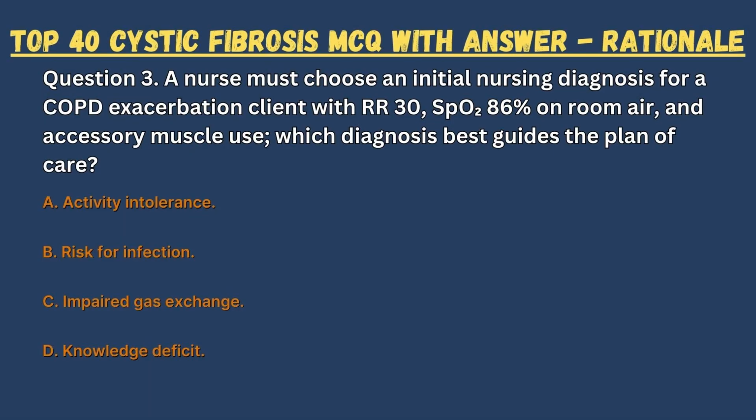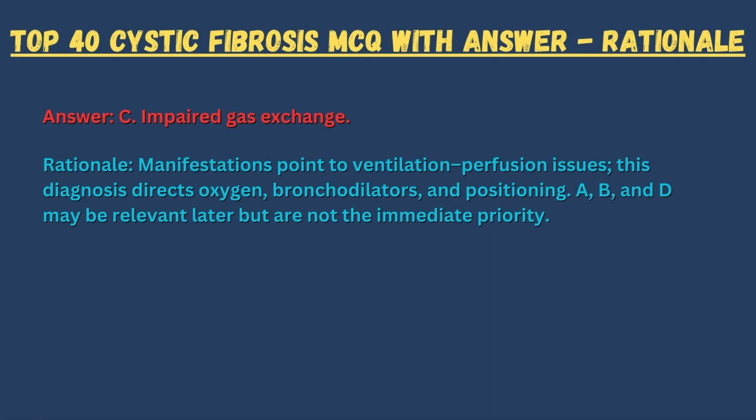Question 3. A nurse must choose an initial nursing diagnosis for a COPD exacerbation client with respiratory rate 30, SpO2 86% on room air, and accessory muscle use. Which diagnosis best guides the plan of care? A. Activity intolerance. B. Risk for infection. C. Impaired gas exchange. D. Knowledge deficit.